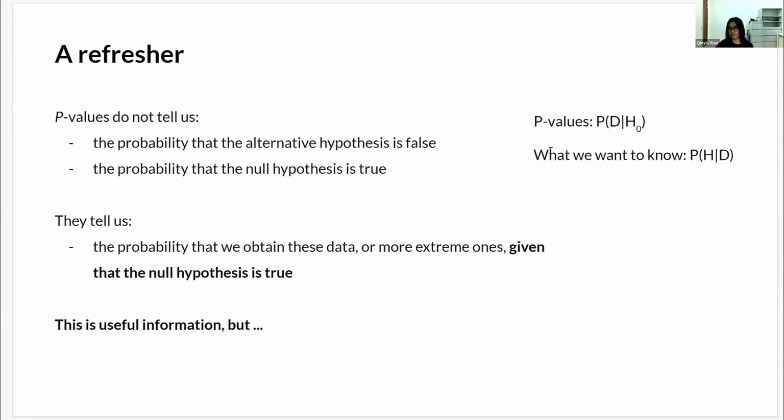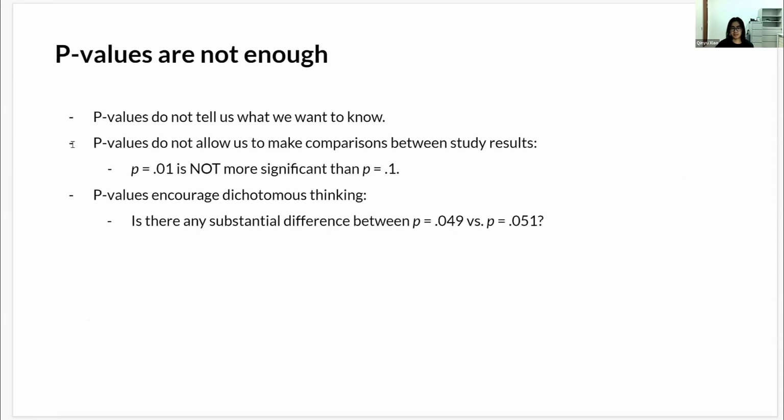However, what we want to know is actually the reverse. We want to know the probability of the hypothesis, regardless of whether it's the alternative or the null, given the data. So we want to know how likely there is a difference and how likely there isn't any difference based on the data we have. So p-values don't tell us what we want to know, and there are other drawbacks of p-values.